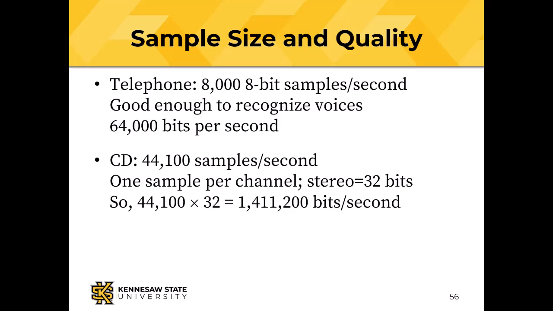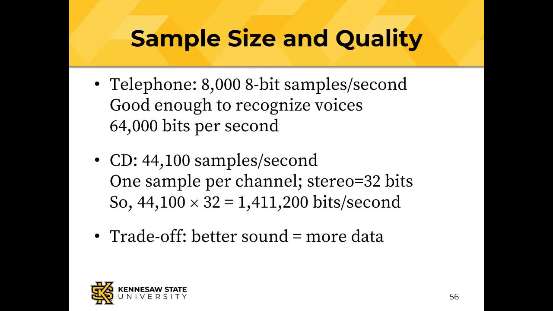I've mentioned that CDs sample at 44,100 samples per second. There's 2 channels, so 32 bits for each sample. 44,100 times 32 is 1,411,200 bits per second. A lot of data.